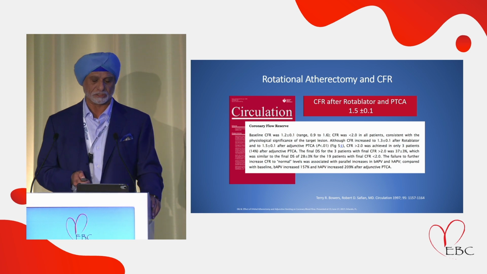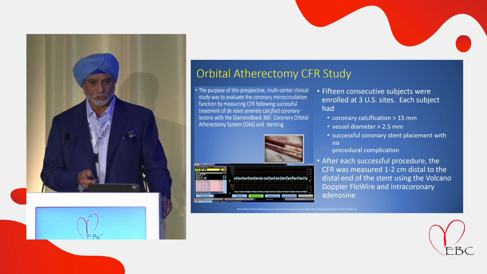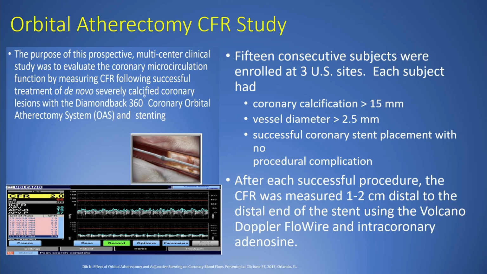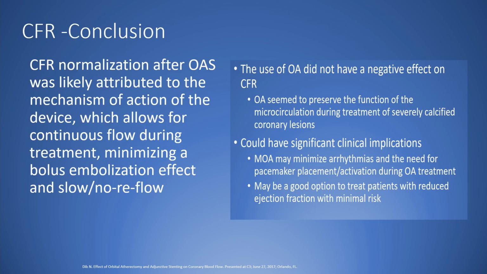CFR studies show similar sort of things. With rotational, it doesn't really change that much. But if you did flow studies with orbital, your CFR actually improved right away after orbital. So it's a theoretical benefit here, and you can see it could have implications. Also, the way the centrifugal mechanism works, it allows blood flow, and allows the microparticles to go through rather than being occlusive. For left main distal bifurcations, these are important also.